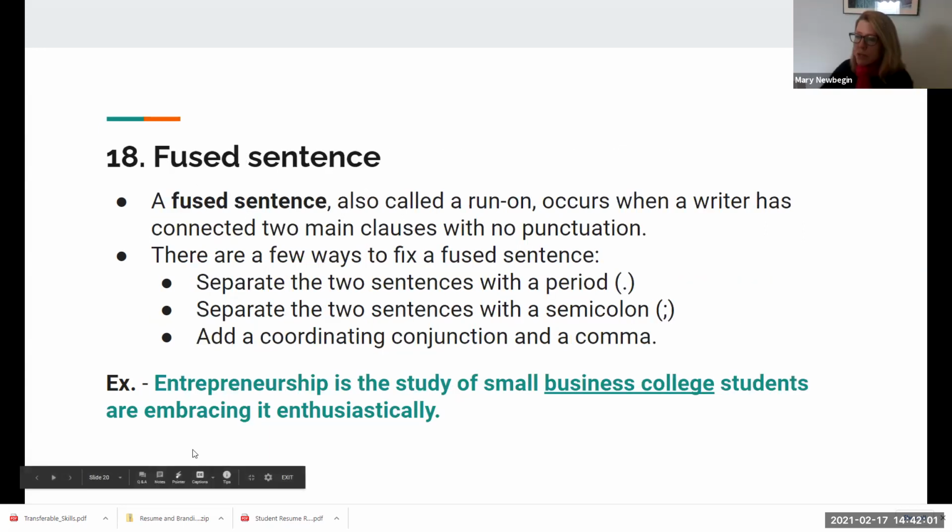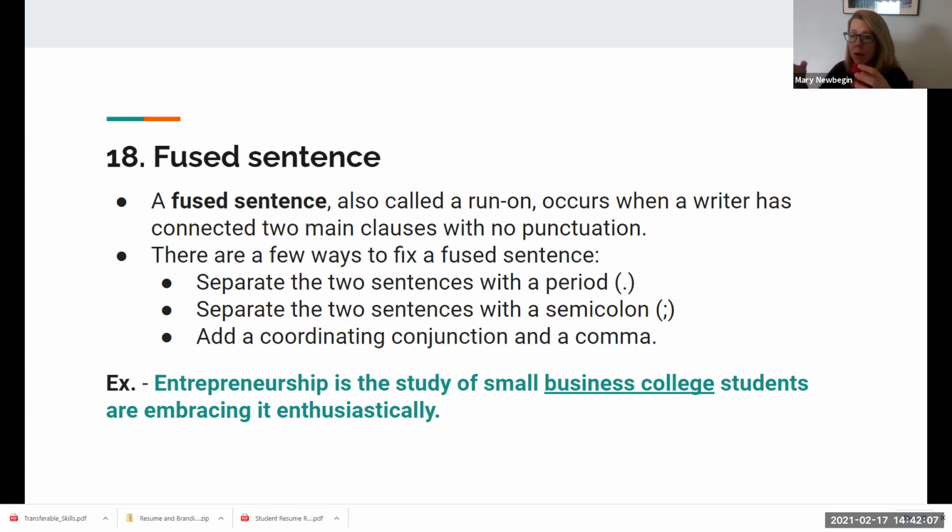All right, a fused sentence is also known as a run-on. It's instances where two parts of a sentence are sort of glommed together and stuck together, and the result of that is confusion. So in looking at the example, entrepreneurship is the study of small business. College students are embracing it enthusiastically.